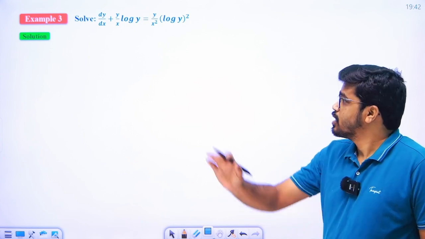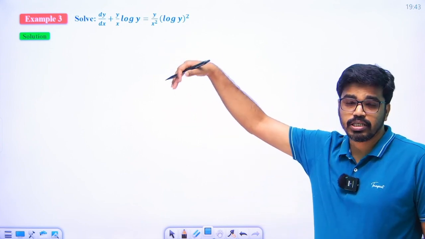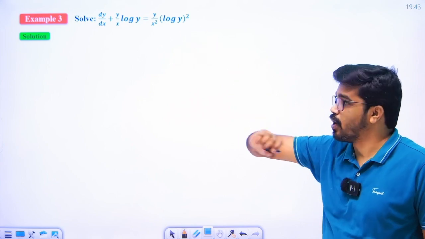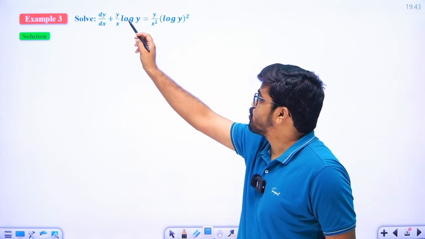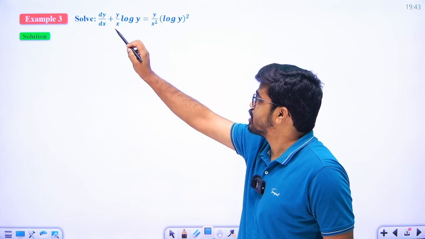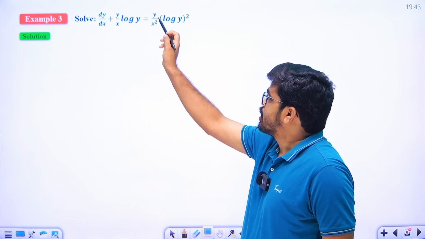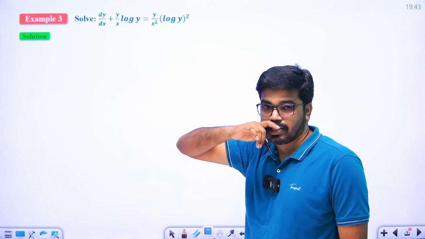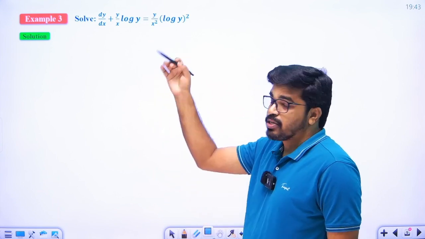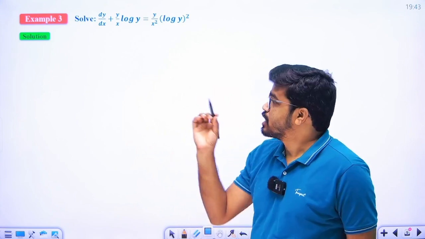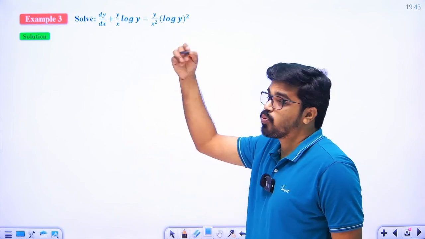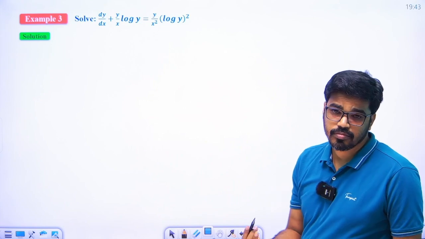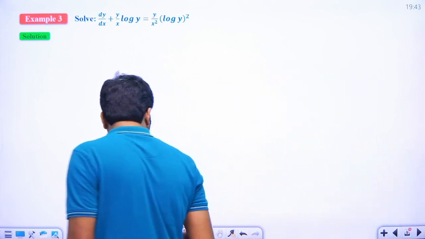Okay, see, this differential equation is Bernoulli's equation. Why? dy/dx plus Py, what is P here? 1 by x, right? Py is equal to Q into y to the power n. P and Q are functions of x, right? So first what do we do, we divide by a function of y, that is we have to divide by y log y whole square. Okay, so what is the given differential equation here?